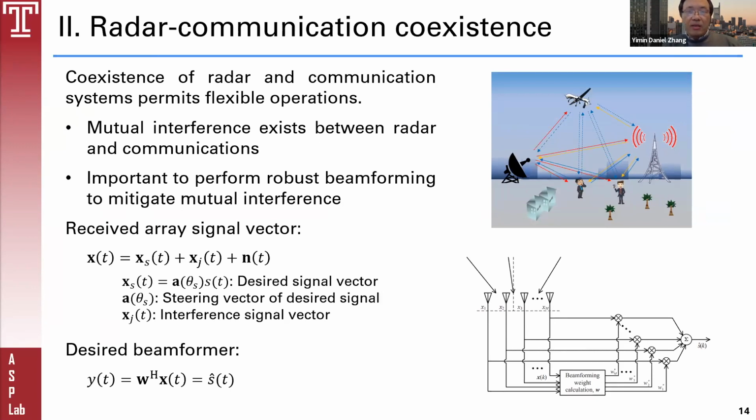So we consider a really general and simple receive array signal model. In this case, we have x(t), which has the desired signal component, the interference component, and the noise component. So when you design a beamformer, the goal is for the output y(t) to be as close as possible to the desired signal.